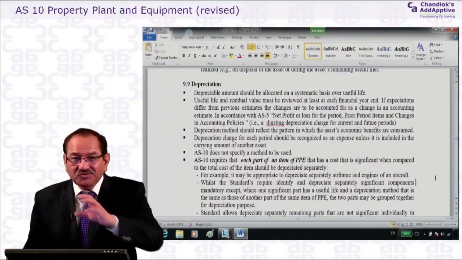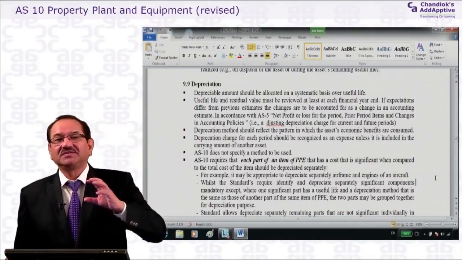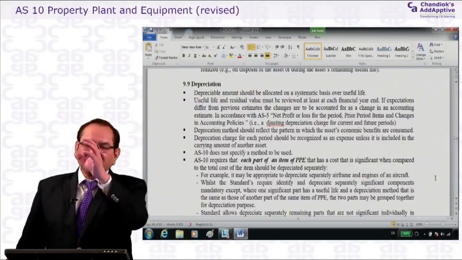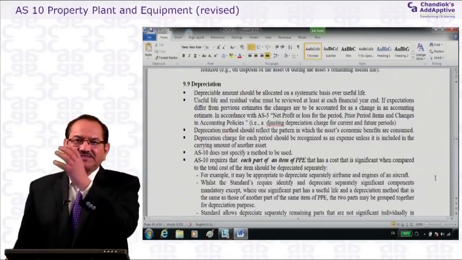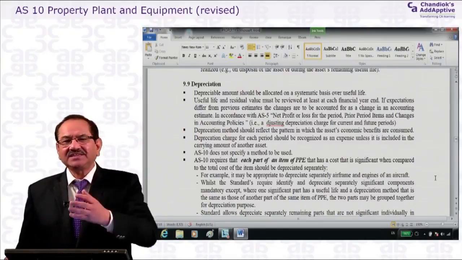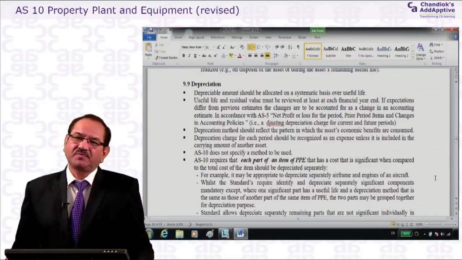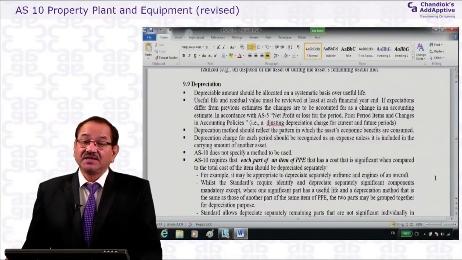then the depreciation should be provided in the same proportions. Because what is the depreciation charge? It is the pattern in which the consumption of benefit is done. Consumption is like this, 5, 4, 3, 5.4, like this. So in the same proportion you should provide depreciation.